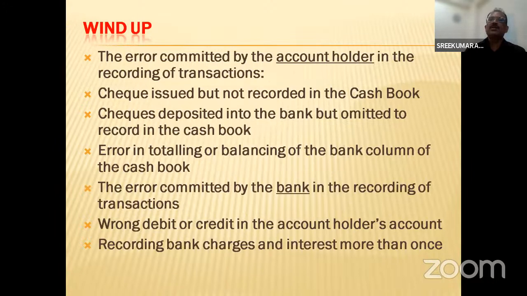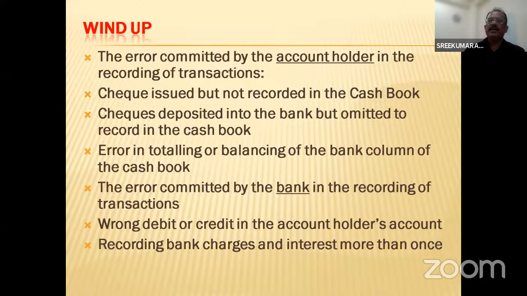Error in totaling or balancing of the bank column of the cash book. If there is any error in the totaling and balance of the bank column of the cash book, this error can be found out and rectified by doing the bank reconciliation statement. The error committed by the bank in the recording of the transactions can also be found out and the issue addressed. Wrong debit or credit in the account holder's account: any wrong debit or wrong credit can be addressed.